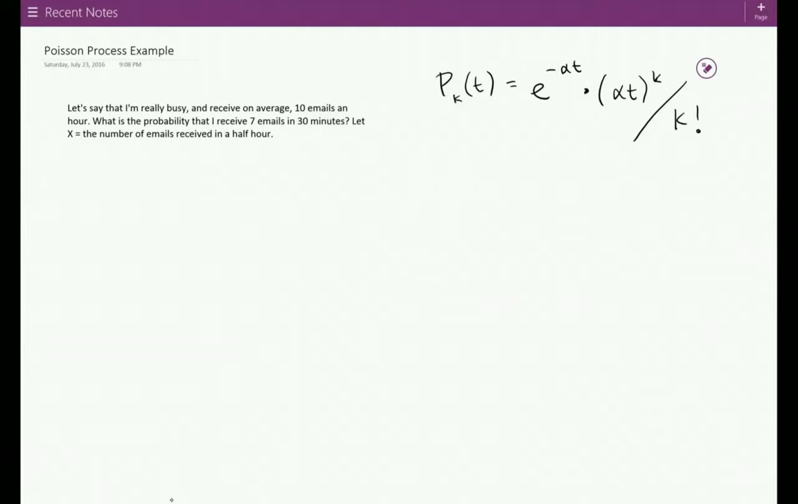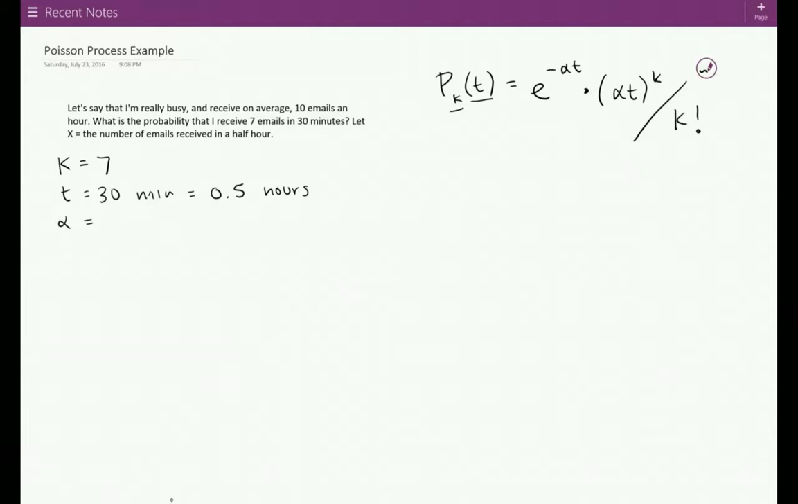So I've written the Poisson process formula up here for us to reference. And let's start by listing out the variables we see in this formula and the quantities they correspond to from our problem statement. So we'll start with k, and that's going to be 7, because that's the quantity we want to find the probability of. The probability that we receive 7 emails in 30 minutes, which is our time. However, because our rate is in hours and this is in minutes, we're going to want to convert this to 0.5 hours.